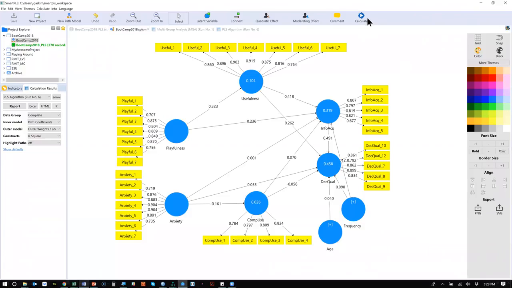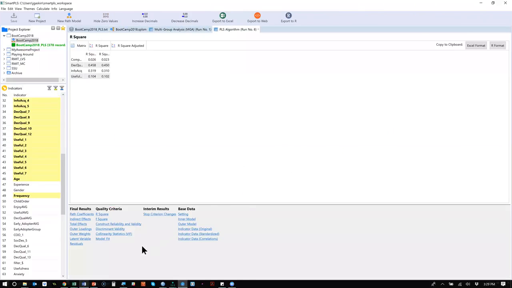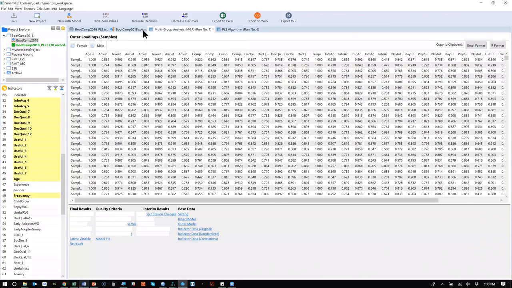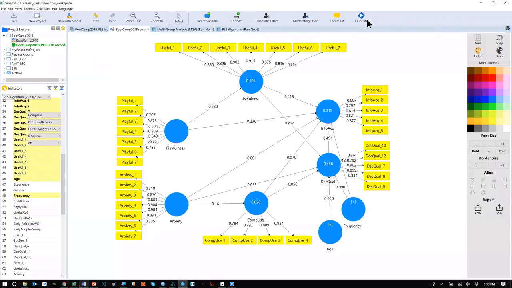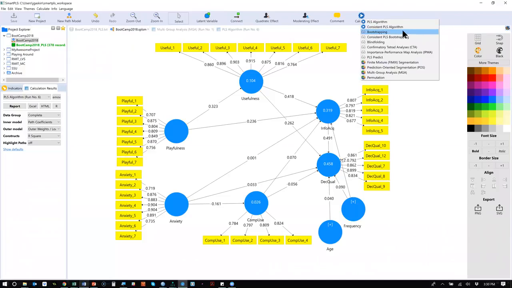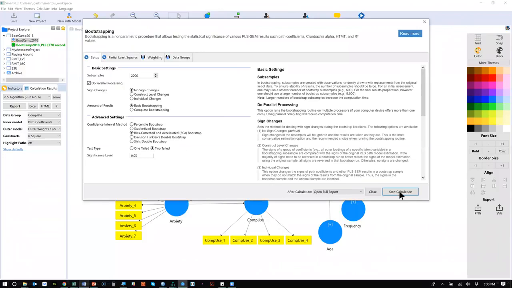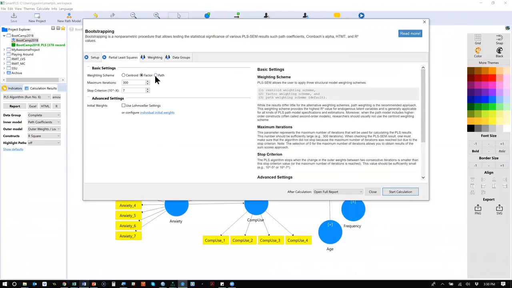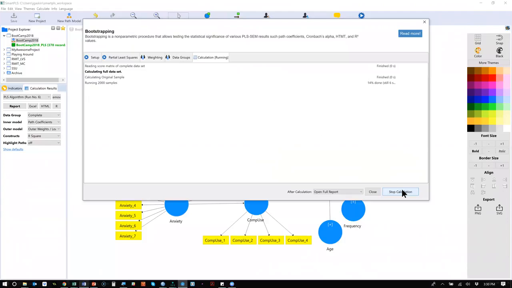So they fixed it. So if you go to the output here, and you look at indirect effects, not the multi-group. I got to run it again with bootstrapping because it's mediation. So let's do bootstrapping and do it on path here. Start. Bootstrap, gone to bootstrap.